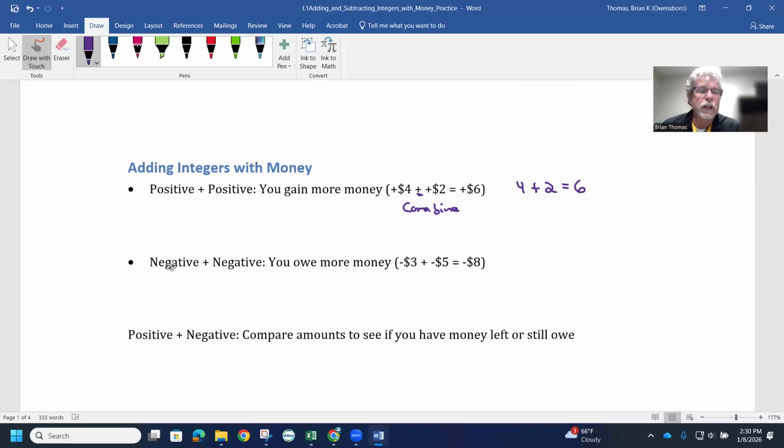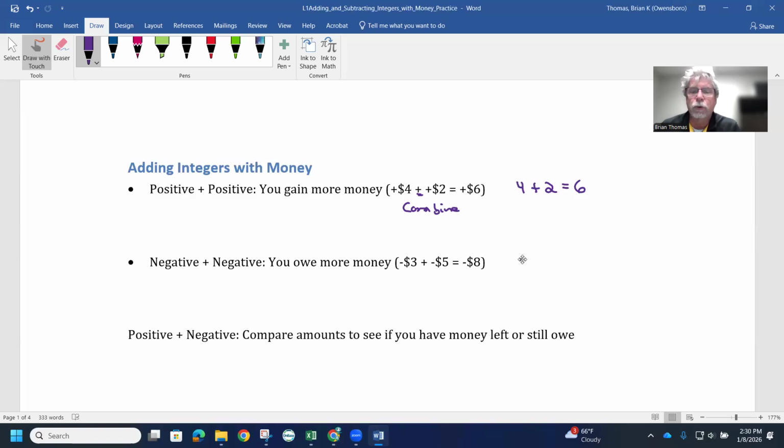So if I have a negative number and I combine it with another negative number, what's going to happen is your debt just got bigger. So if I'm in debt $3 and I combine that with a debt of five more dollars, my total debt now is -8.